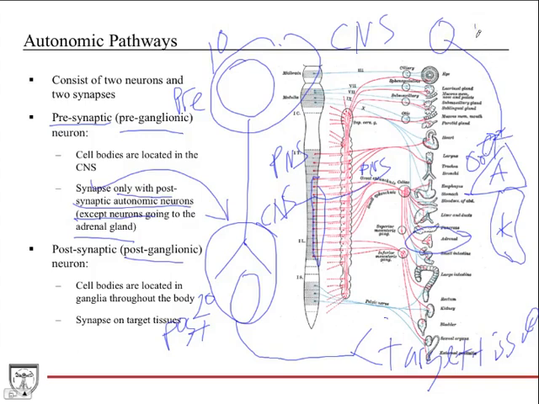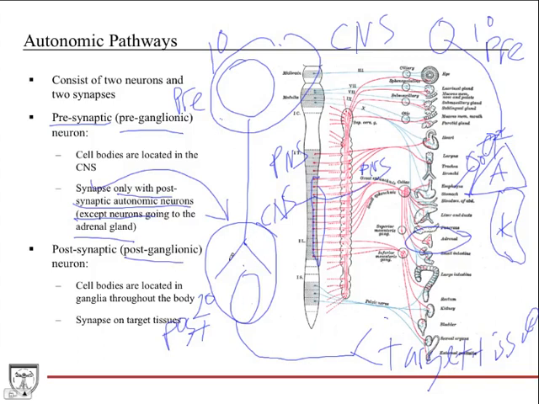But again, your primary neuron, your presynaptic neuron, comes in and synapses on the cells within the adrenal gland to release their hormones directly into the bloodstream. So there's no secondary neuron or postsynaptic neuron in this case. But otherwise, everything else, you got a presynaptic neuron, a synapse, and then a postsynaptic neuron.